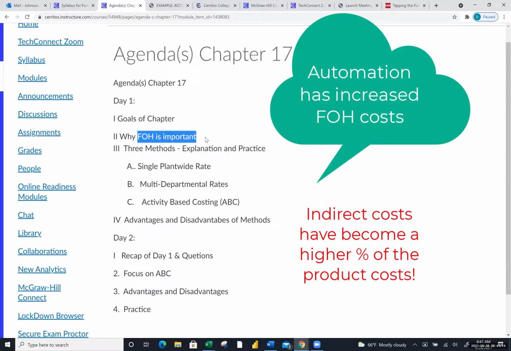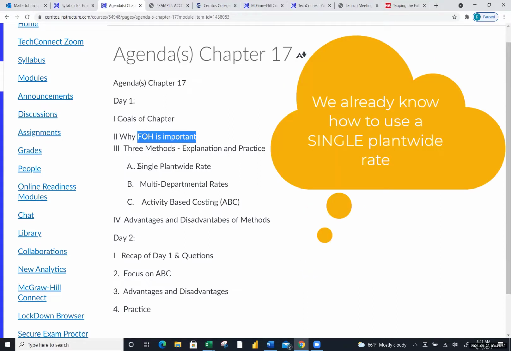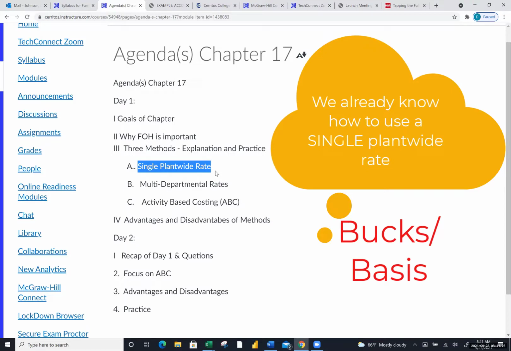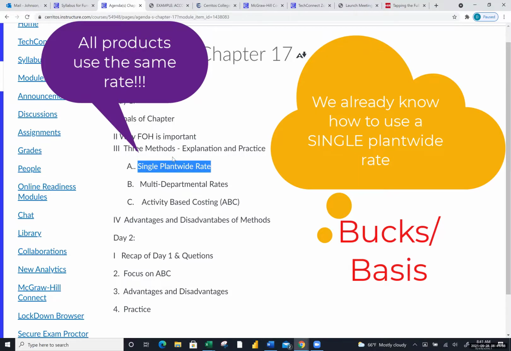We're going to do 3 methods. You already know one of the 3. So the 3 methods that we're going to use today start with a single plant-wide rate. Okay, that's the one that we've learned in a previous chapter. That's the one that we called bucks over basis, where you have dollars on the top. The company chooses one basis and shoves it down the company's throat. That means all products that go through the factory use that one single plant-wide rate.